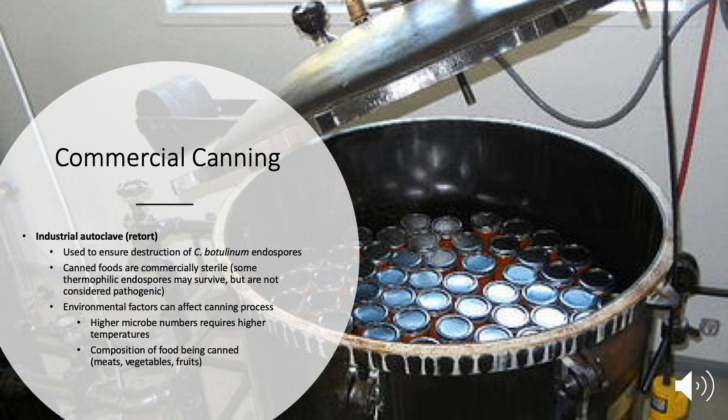We also have to take into consideration what is it that's being canned. Are we looking at Spam or some kind of canned meat? Or are we looking at vegetables or fruit, something like that? So again, environment and what it is you're going to sterilize or can is important.